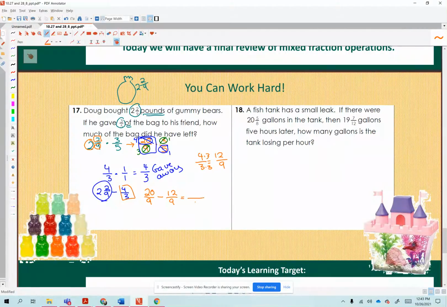And so my answer will be in ninths. 20 minus 12 is 8. So that means that Doug has 8/9 of the bag left. So hopefully that's enough gummy bears for him.